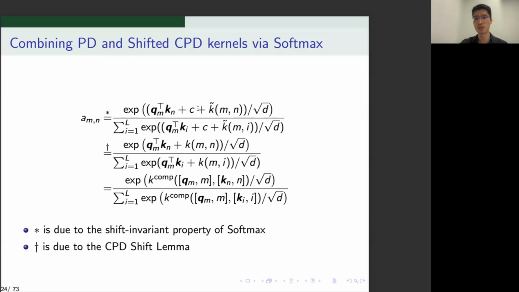The good thing about doing this is we can now convert C plus k tilde to a new positive definite kernel called K. This new kernel takes in two positions as its input, m and n. These are just positional indices. And finally, because we have two positive definite kernels here, we arrive at one huge composite kernel. This new kernel takes in the query vector at position m, and also the position index itself, and the key vector at position n, and the position n here. And then it just computes the regular softmax attention using this new composite kernel idea.